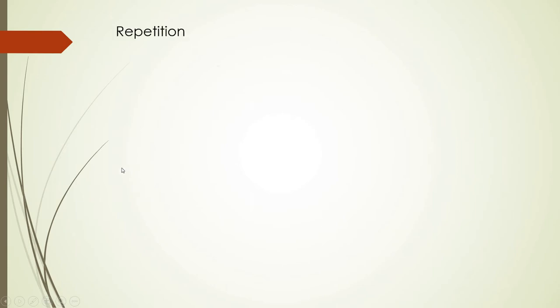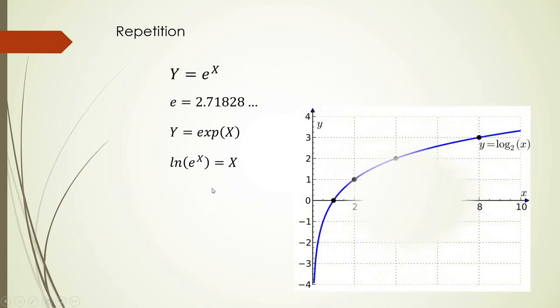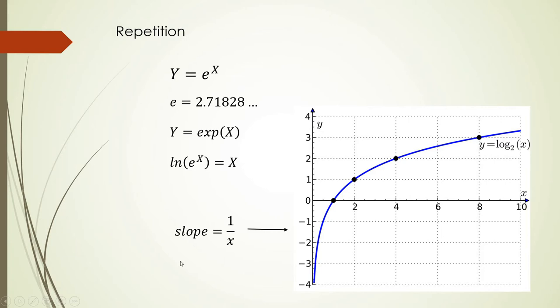So, just to remind ourselves about the basic rules when it comes to logarithms, we can see here that e is actually a constant, and the logarithm of y is actually x. So this is very convenient. We have some growth, and then the slope of this curve is actually 1 over x.